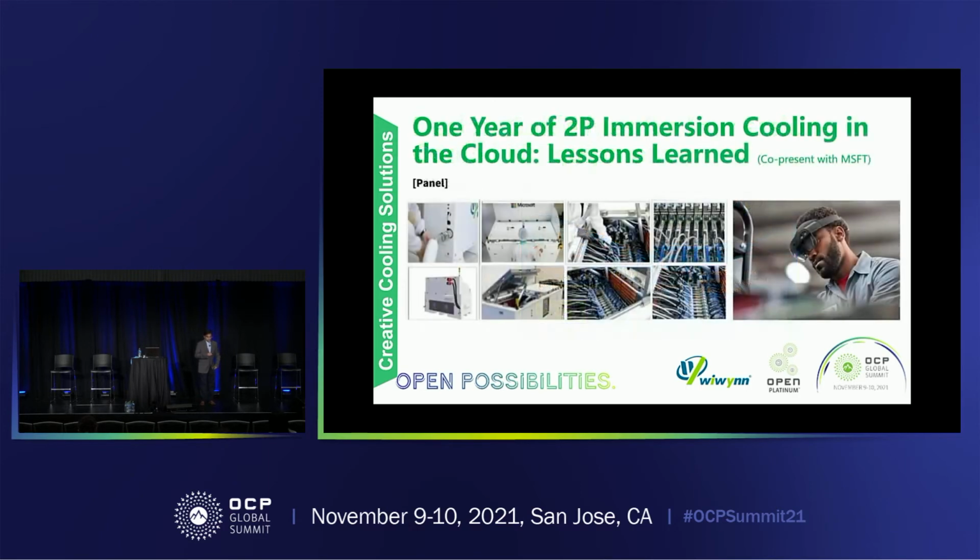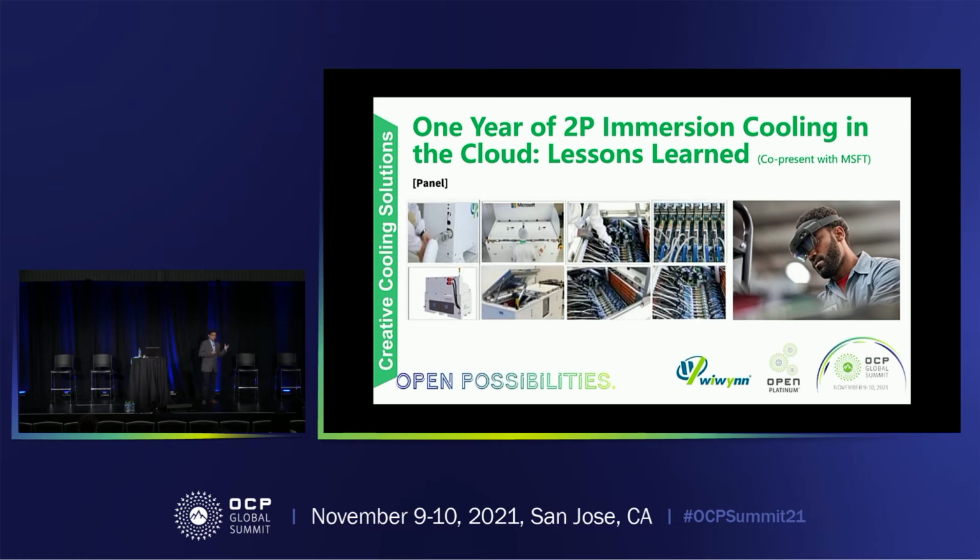So the next item in the first trend is about two-phase immersion cooling. And here, the journey for Wiwynn started almost 3 years back, 3.5 years back.